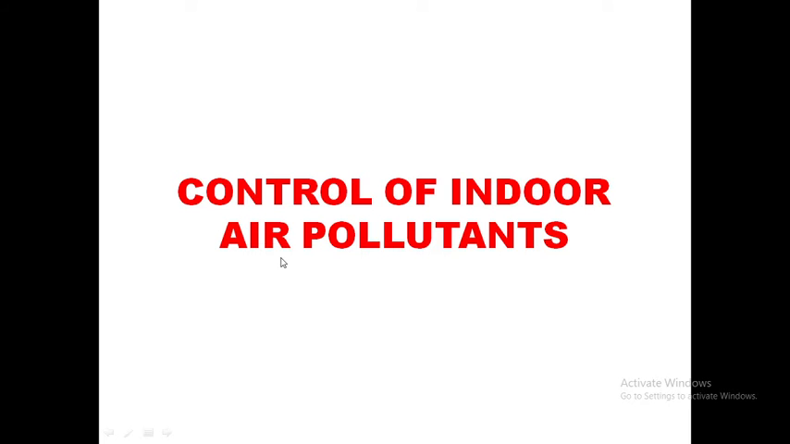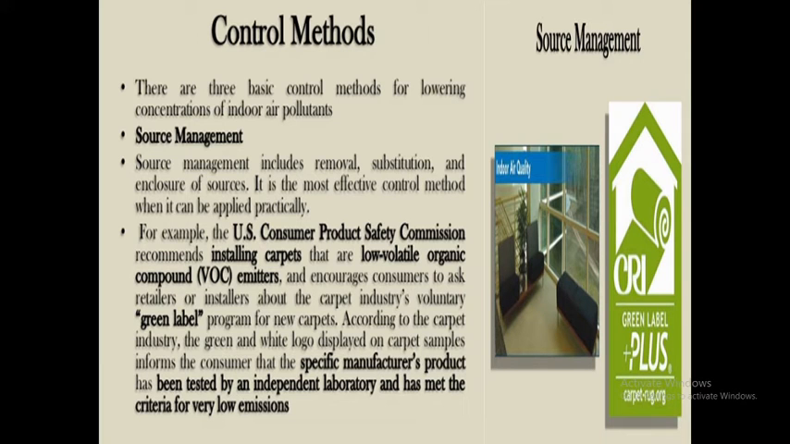Hello students, we are going to discuss control of indoor air pollutants. Control methods: there are three basic control methods for lowering the concentration of indoor air pollutants. First control measure, source management. It includes removal, substitution and enclosure of sources. It is the most effective control method where it can be applied practically.